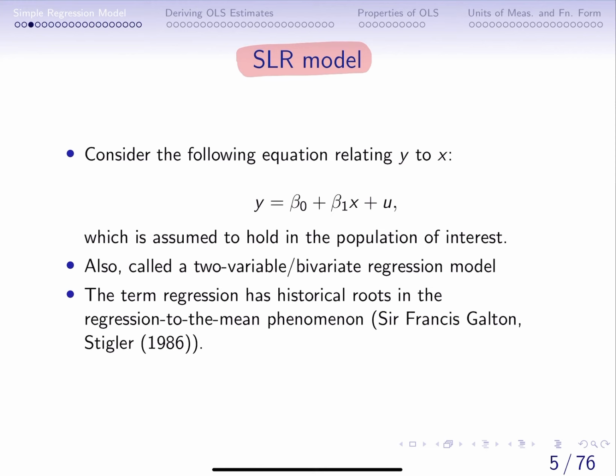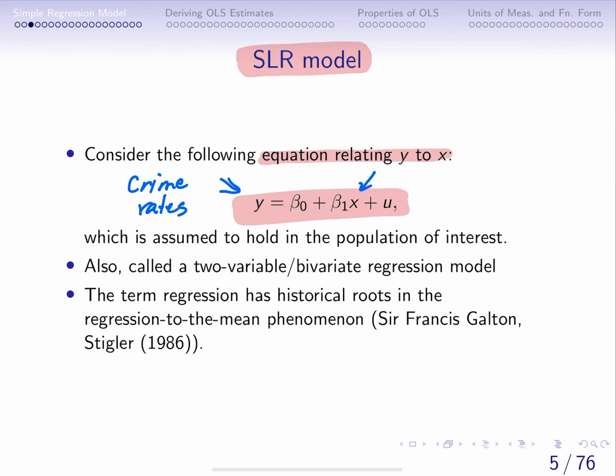We can think about a simple equation that relates y to x. Here, notice we have different components. We have y on the left-hand side, which is what we're trying to explain, and we have x on the right-hand side, right? So this is y. This could be something like crime rates. And x could be the number of police officers.